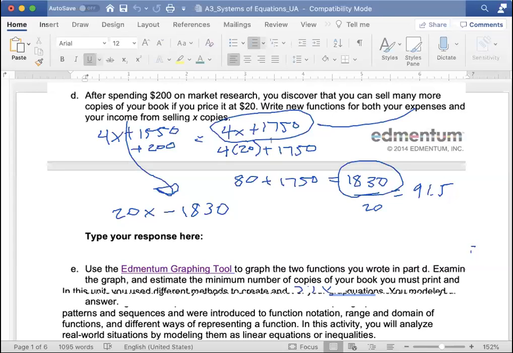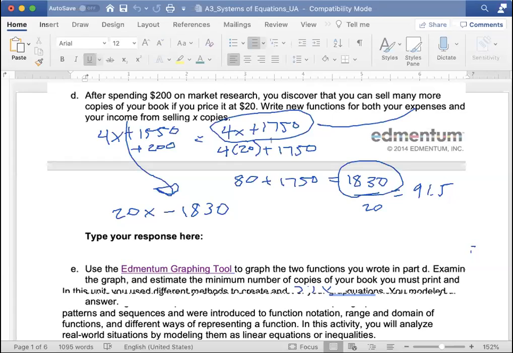Oh, this opened up in another window. I don't think it's going to let me do it because I'm a teacher or content coach. So I'm trying to open it in another window to see if I can do this or not. Nope. Okay, so because I am a content coach, it is not letting me access the Edmentum graphing tool.